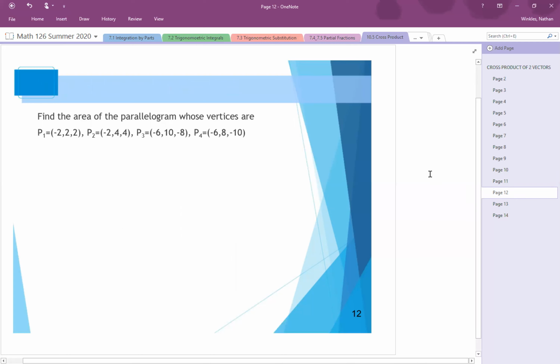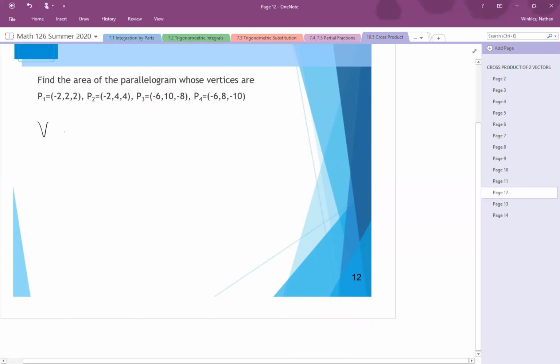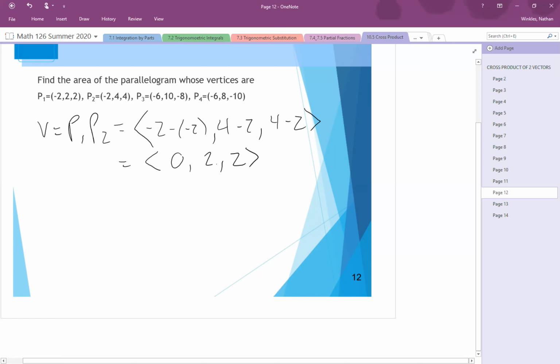We are told to find the area of the parallelogram whose vertices are (-2, 2, 2), (-2, 4, 4), (-6, 10, -8), and (-6, 8, -10). The first thing we have to do is find V and W to be able to see what we're doing here. V is going to be P1 P2, which would be the vector -2 minus -2, 4 minus 2, 4 minus 2, which is the vector 0, 2, 2. W is P3 P4.